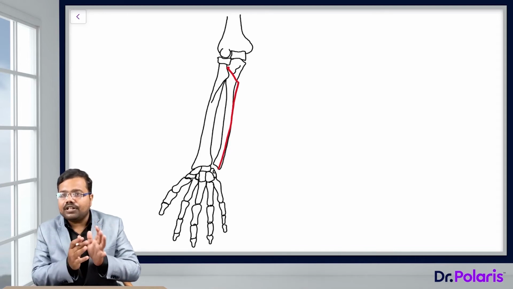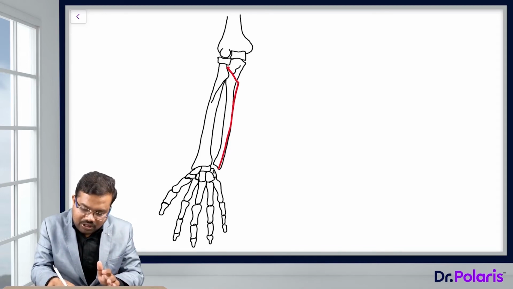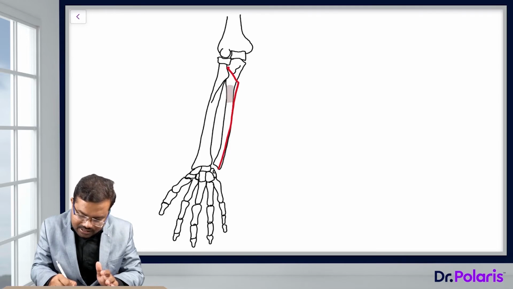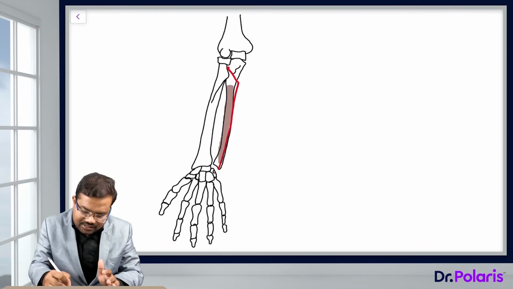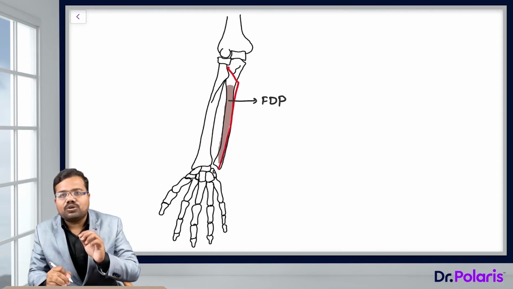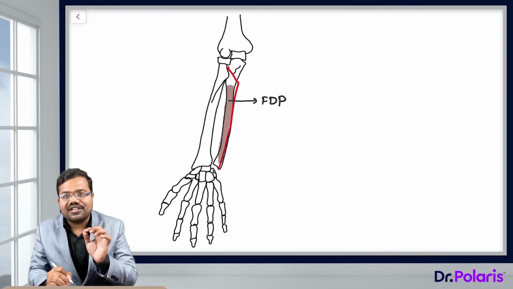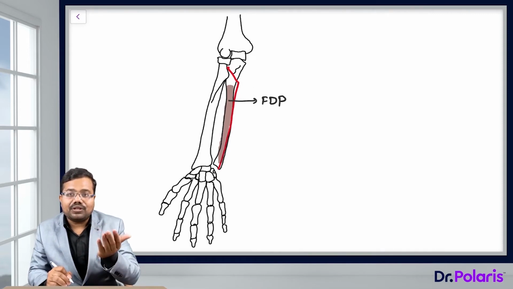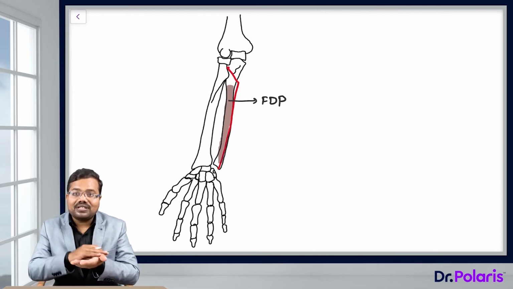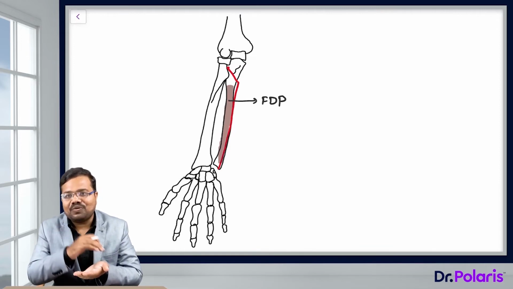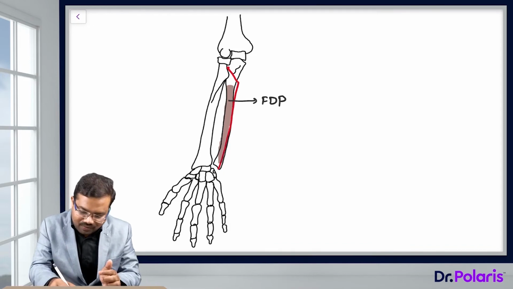So if it is between these two, which muscle has to be present just deep to it? Just now we had discussed the muscle which is coming from the anterior part here. It is the flexor digitorum profundus. So over this flexor digitorum profundus, the ulnar artery is running. That is about the deep side. Then what has to be present on the superficial side? All the superficial group of muscles.